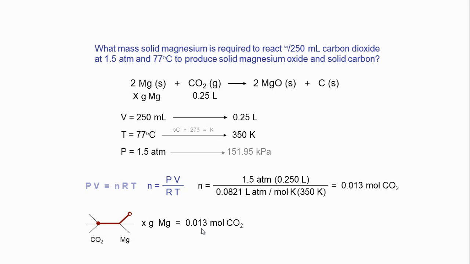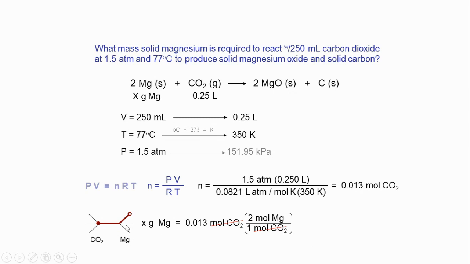0.013 moles of CO2. My first step, crossing the middle bridge, always utilizes coefficients from the balanced chemical equation. So how about 1 mole of CO2 on the bottom will react with 2 moles of magnesium on the top? Again, getting those coefficients from the balanced chemical equation. Moles of carbon dioxide cancel like that.